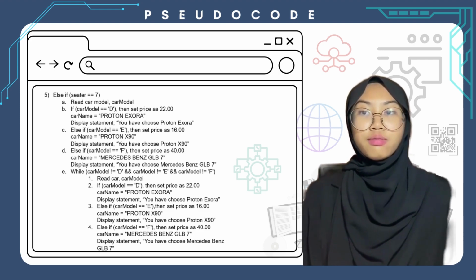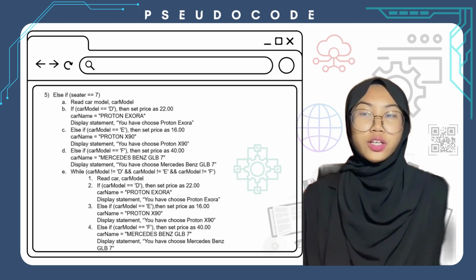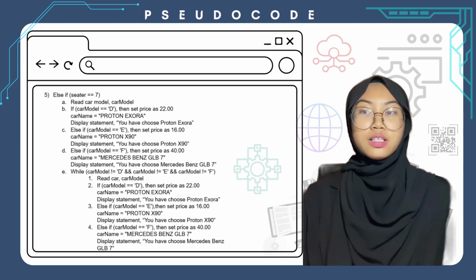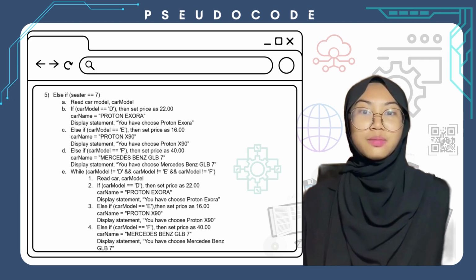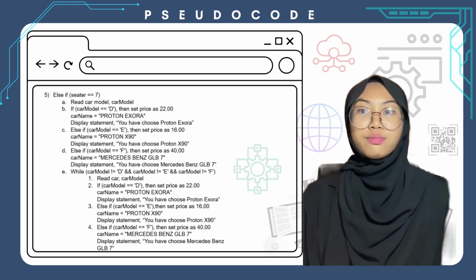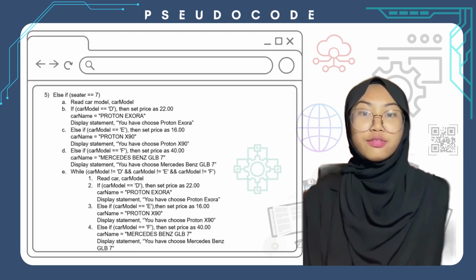Else if the customer chooses car model F, the price set is 40 ringgit and the car name is Mercedes-Benz GLB7. The display statement is you have chosen Mercedes-Benz GLB7. If the customer chooses other than car model D, E and F, it will start again for the customer to choose either D, E or F only.